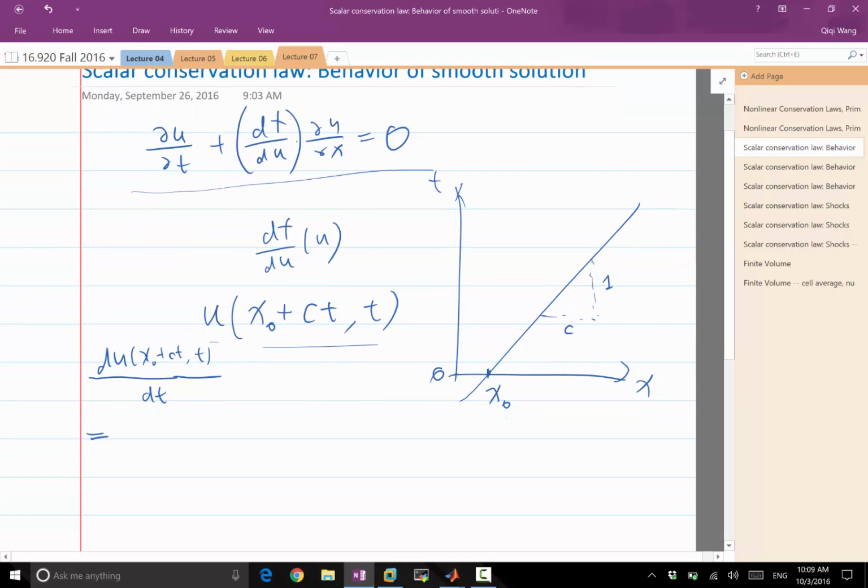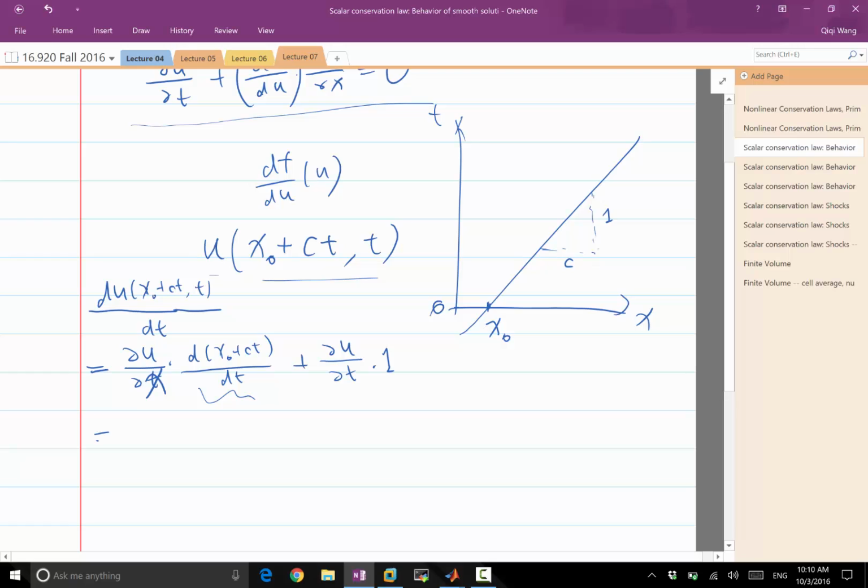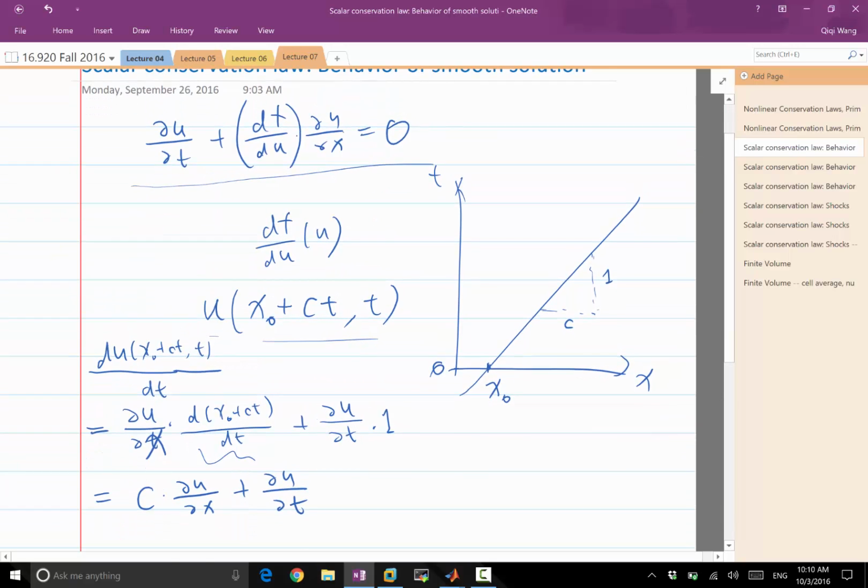Again, we are using the chain rule. So this is equal to partial u partial x times dx/dt, which is c, plus partial u partial t times 1. What is the first term? It's just c, right? So this whole thing is equal to c times partial u partial x plus partial u partial t. Now let's go back to the original differential equation.